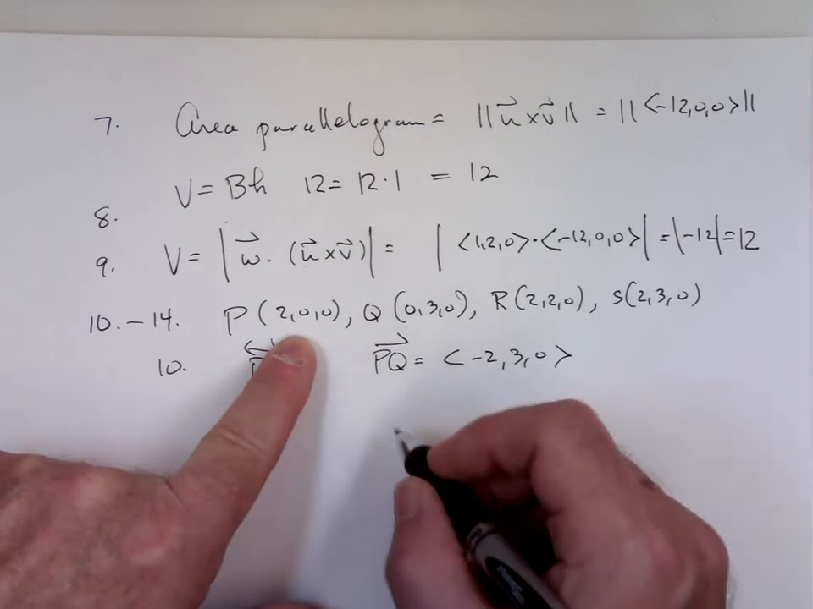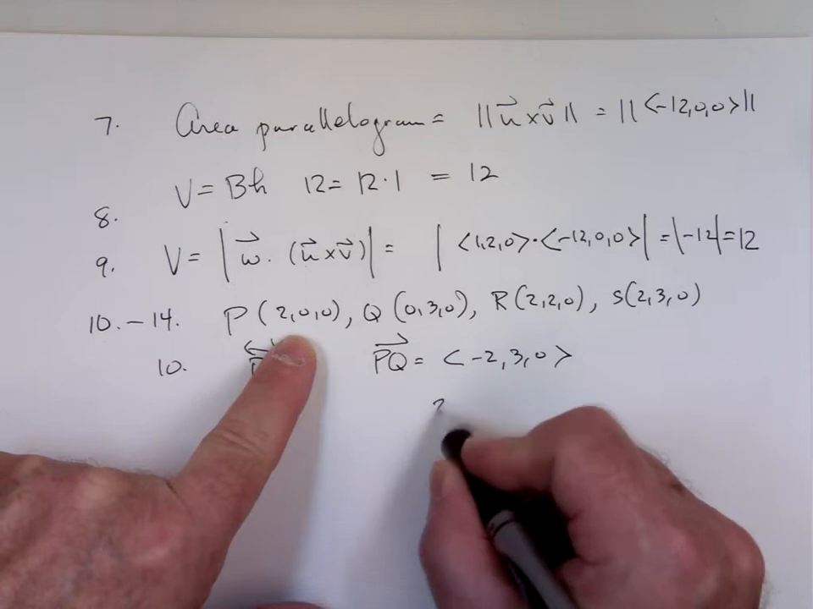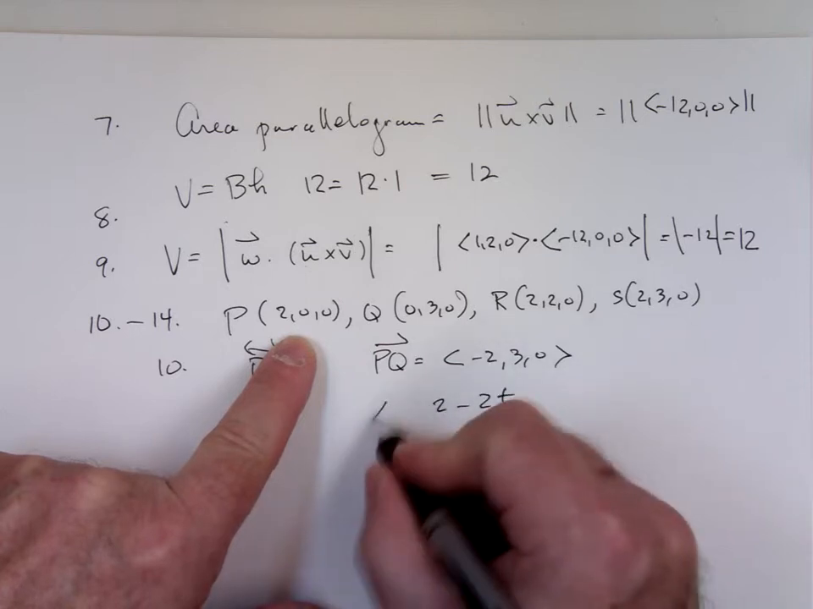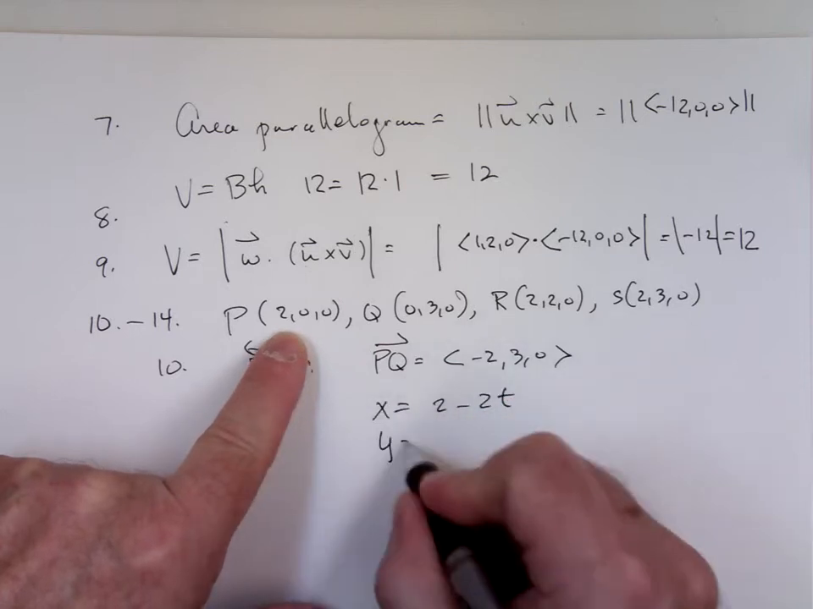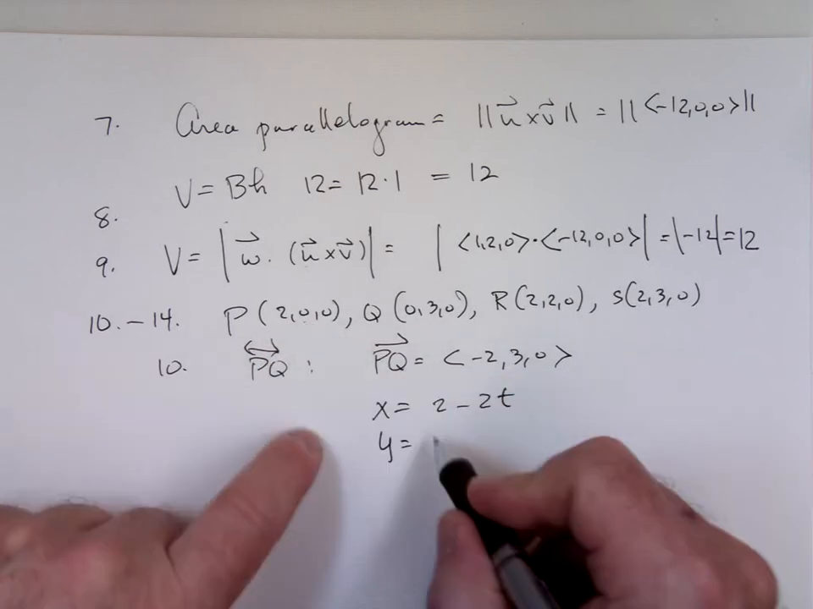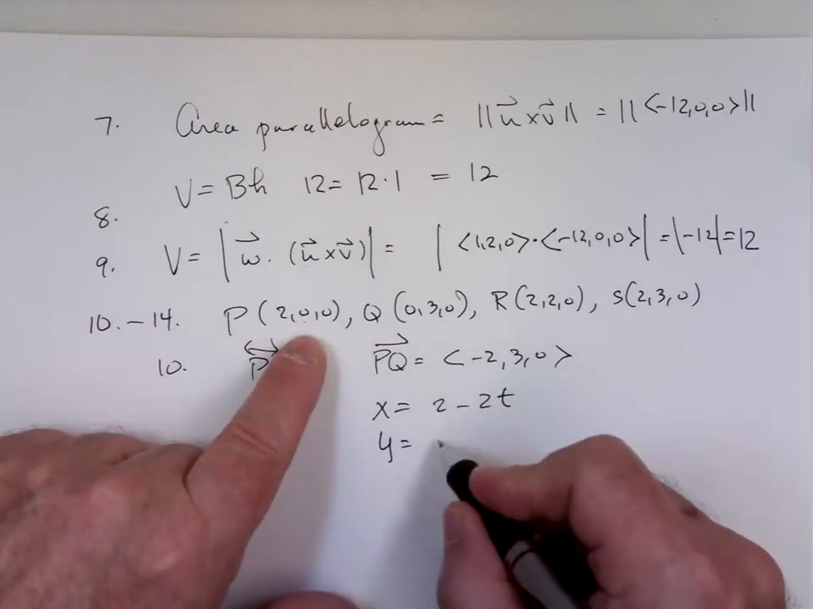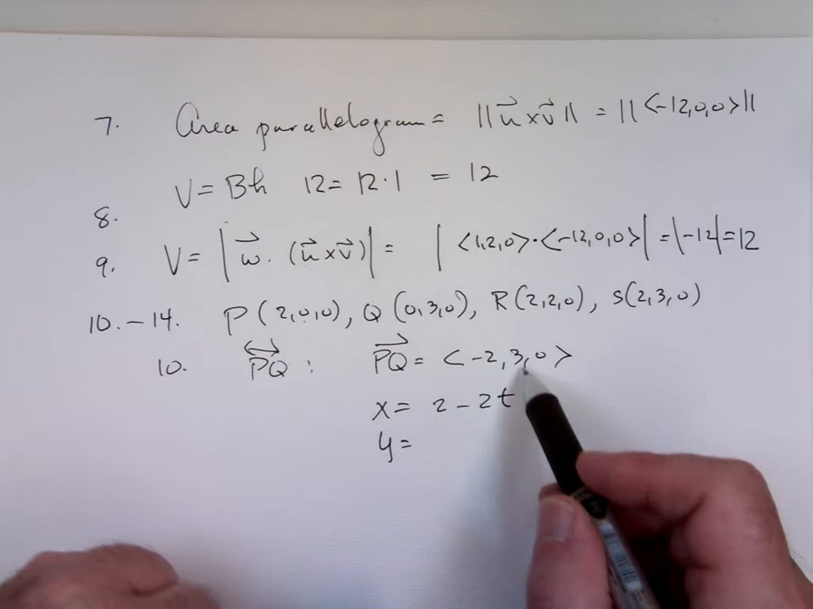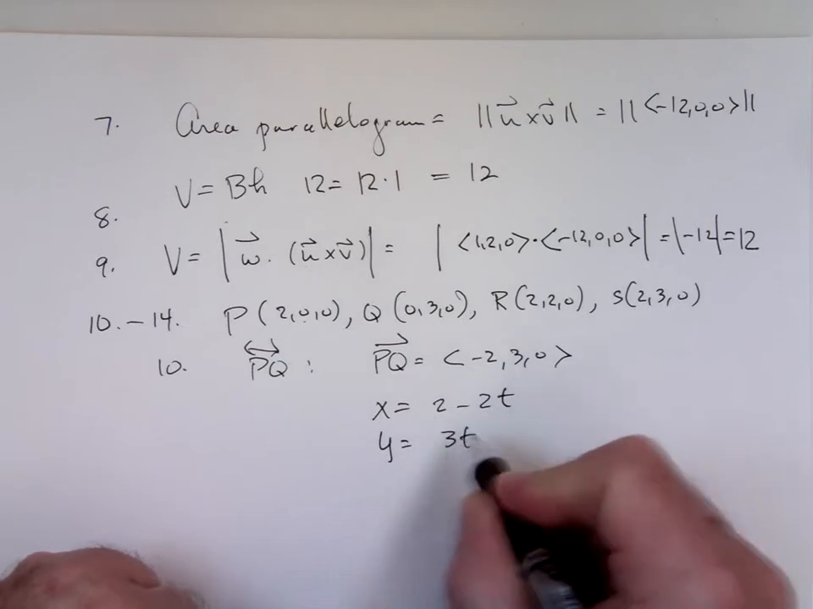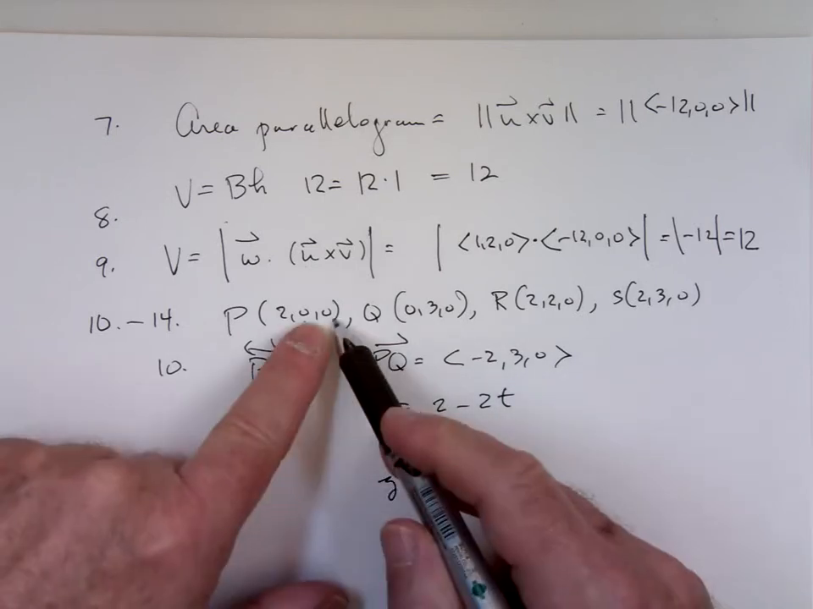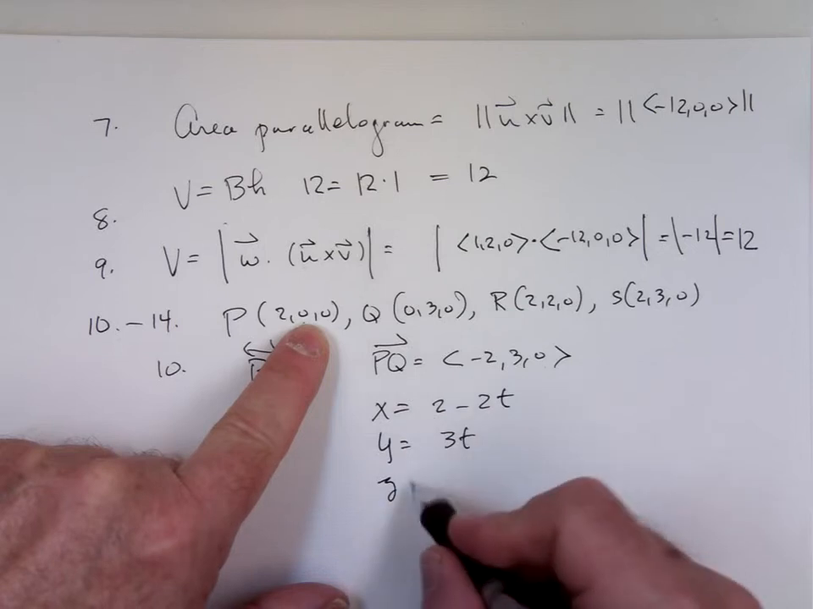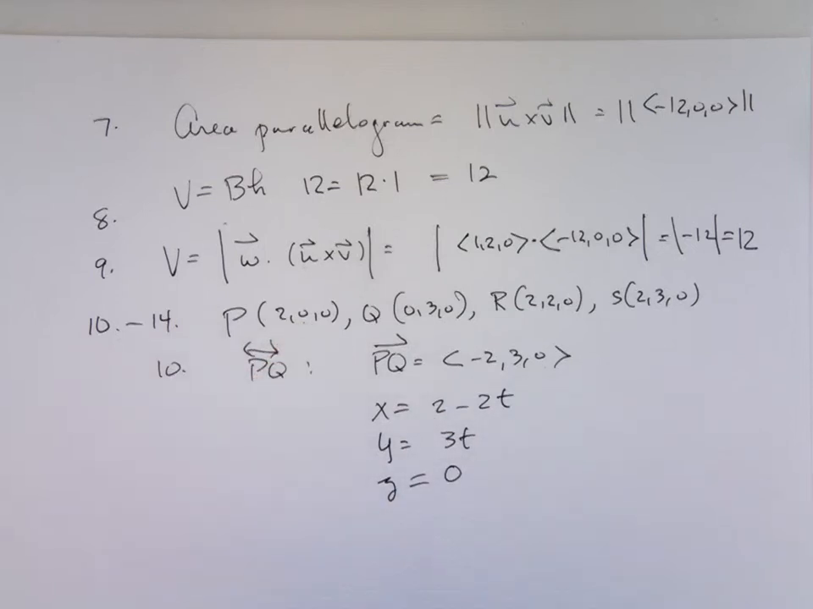So the equation of the line is going to be 2 minus 2t for the x. The y is 0 plus 3t. And the z is equal to 0 and 0t. So z is 0. Okay. Anybody else in on that? Okay. 11.